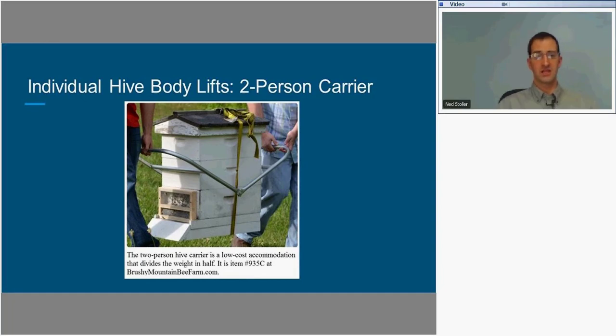If you have 2 people working together, you split the load in half. You don't have to grip those small handholds with your hands. You could even loop an elbow underneath this two-person hive carrier if you didn't have hands to grip with. And so it's really a nice accommodation for very low cost if you have two people working together in a partnership, which quite often on a farm is the case. So this should definitely be something to look at pretty seriously for a beekeeper with a medical condition.